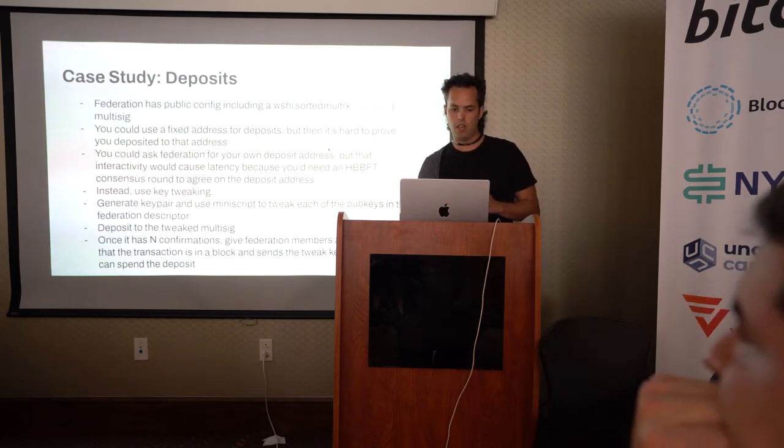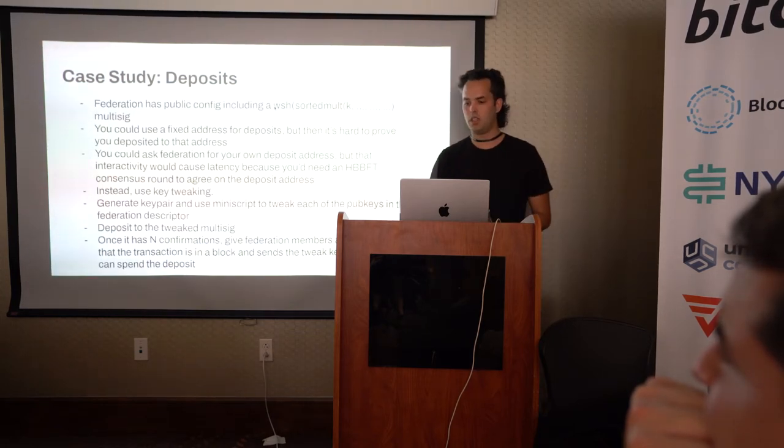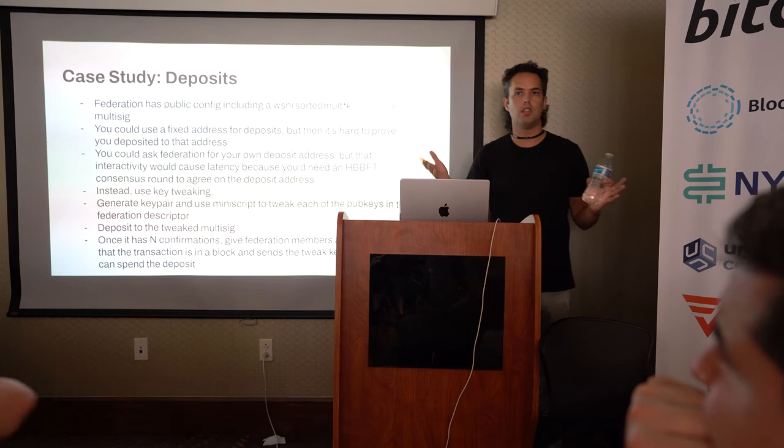Okay, so the wallet text. I apologize, but here's how a deposit works. The federation has a config, and there's a descriptor: witness script hash, sorted multi, K, which is how many to sign, and then their pubkeys. So this is just a standard descriptor for a multisig.